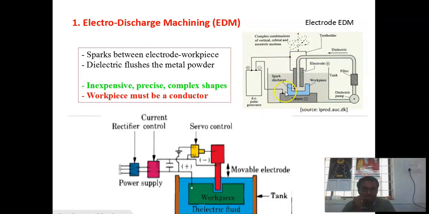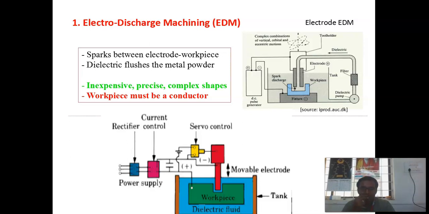This is the fixture, this is the work table, this is the electrode, and this is the dielectric pump and filter. The dielectric will pass to the electrode with the help of the filter, and this is the tool holder. This is the DC pulse generator. One end is connected to the tool, that means positive, and the minus is connected to the workpiece, and the dielectric fluid is made to pass through the tool with the help of the filter. Here the spark is produced between the electrode.